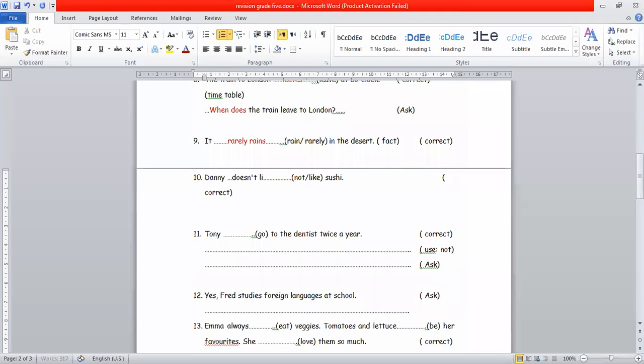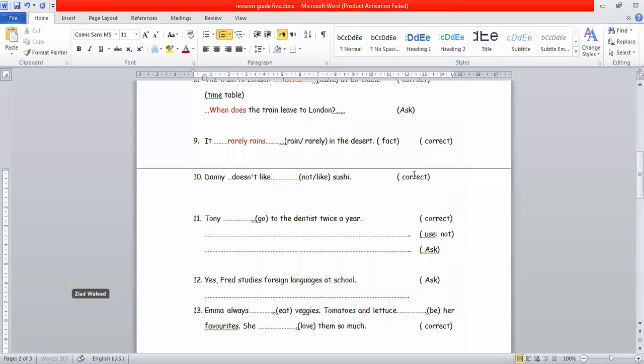Can someone tell me something else? Or never. No, as long as I have not, I can't put never. If I have not, I can't put never. It's a habit, something that he likes or doesn't like. Okay, very good.